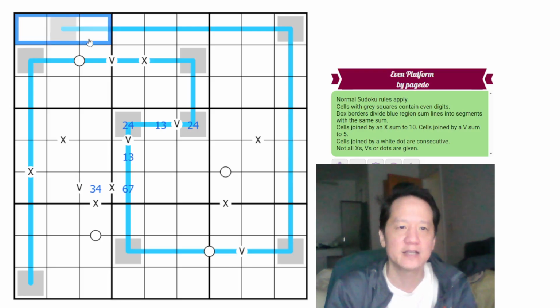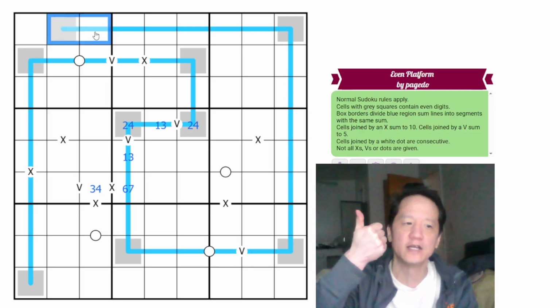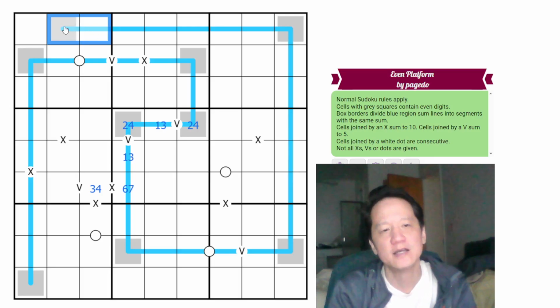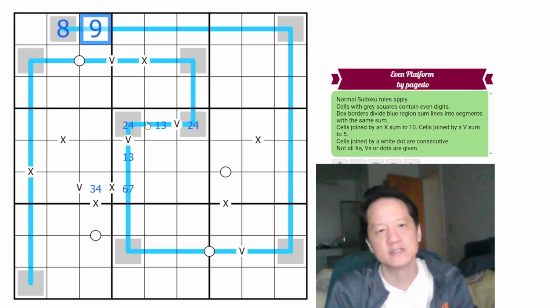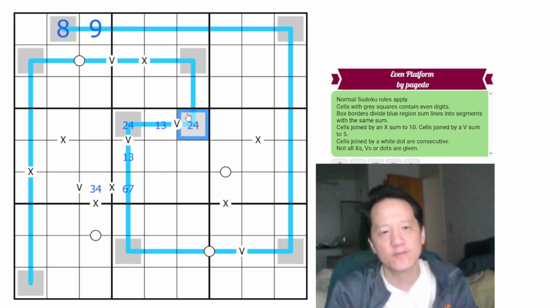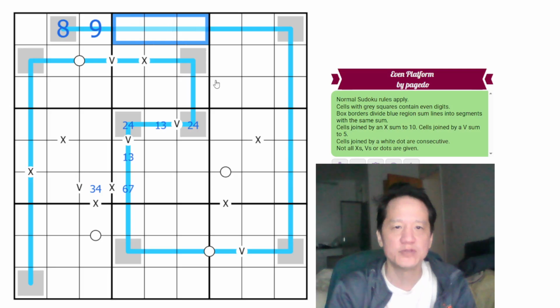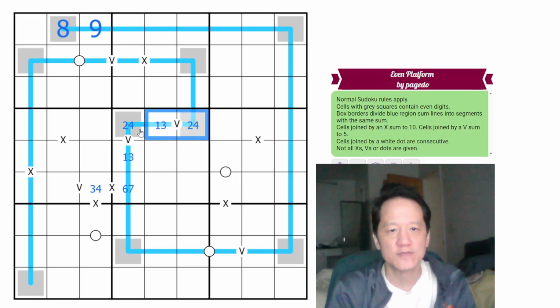17 is the max for 2 digits, which is 8 and 9. But if you have 16, you would have 7 and 9. But the problem is neither 7 nor 9 is even, and we know one of these digits is even. So this must be 8, which makes this a 9. So that's 17. Therefore, along the region sum line, all of the sums are 17. So therefore, this is 10.